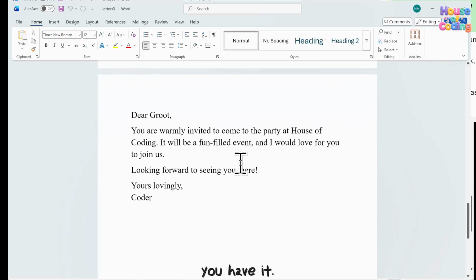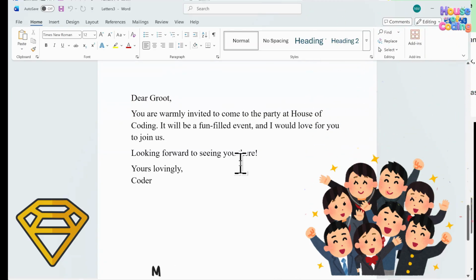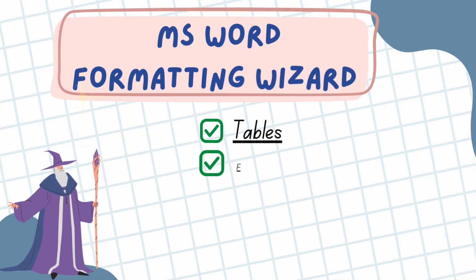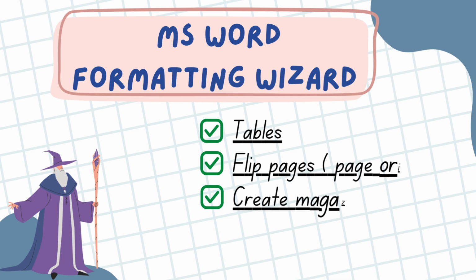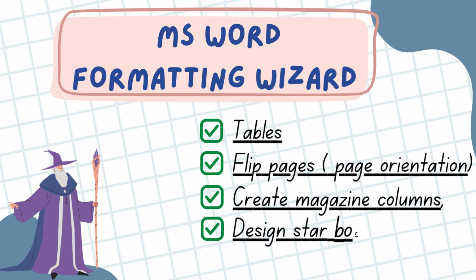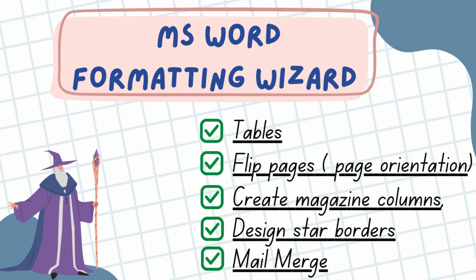And there you have it. You are officially an MS Word formatting wizard. You can build tables, flip pages, create magazine columns, design star borders, and hack your homework using Mail Merge.